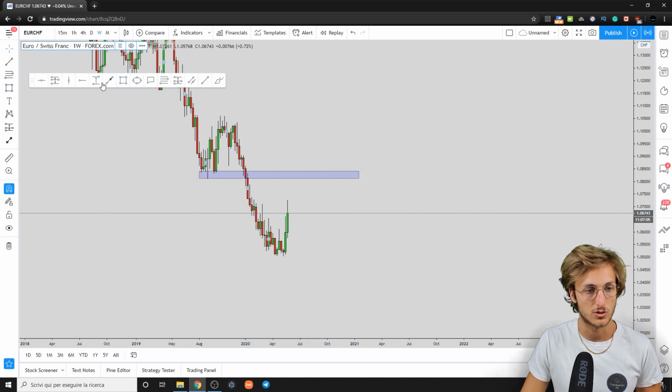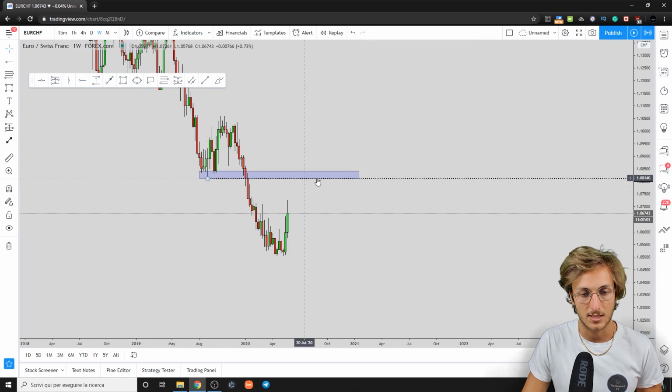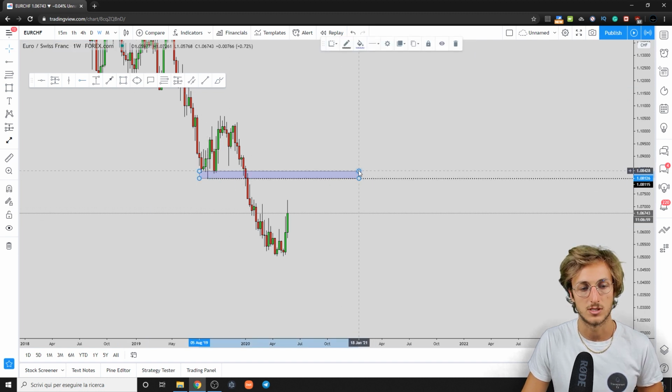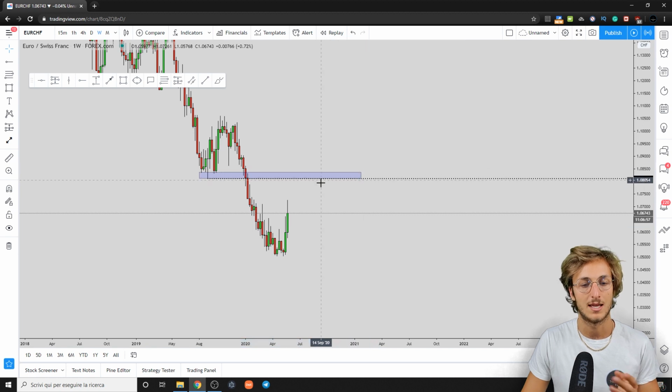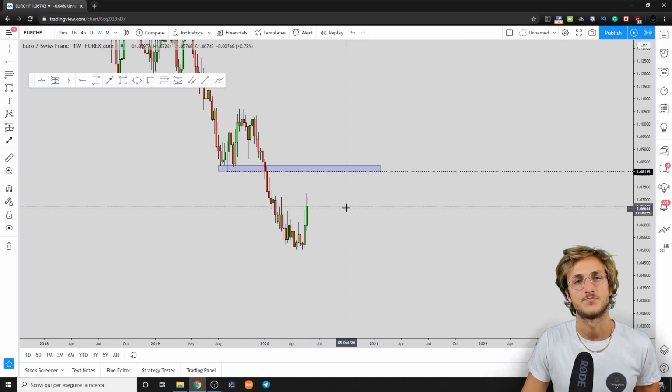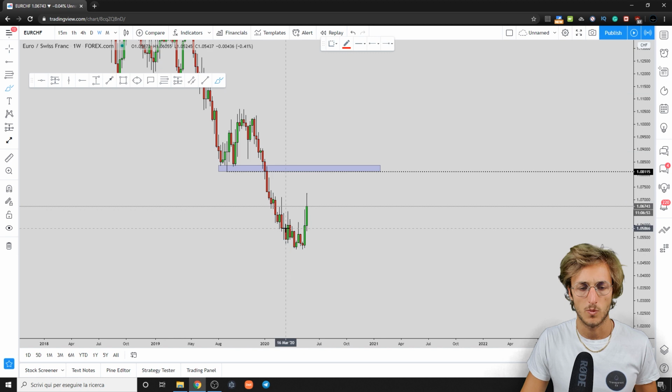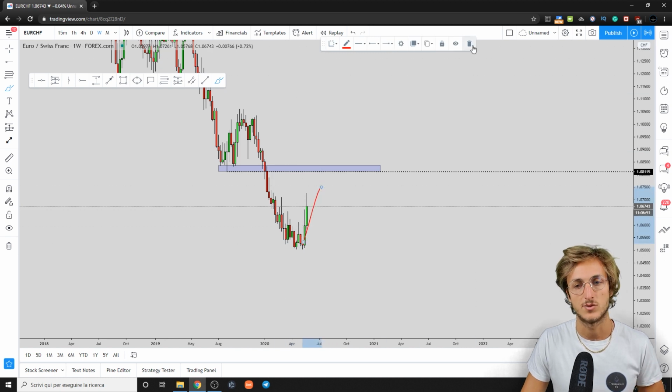Okay, let's put a horizontal ray exactly on our target. This is our overall upside target for EURCHF, and we want to see the market hit this resistance area. Now, we also knew that we definitely wanted to see the start of this move to the upside because the market was clearly showing this deceleration.